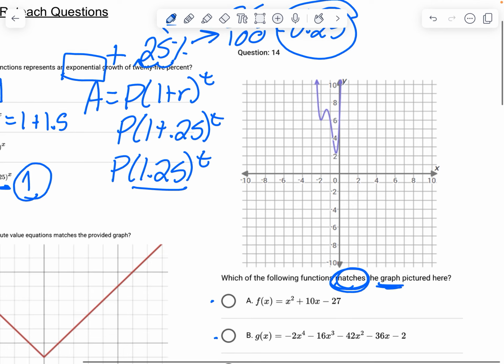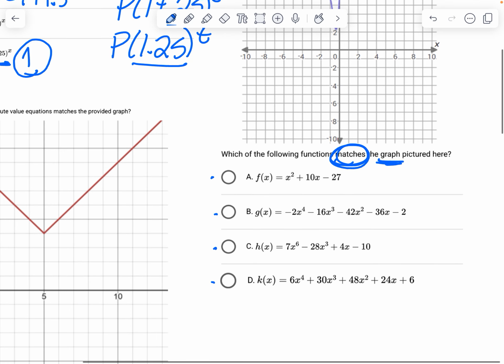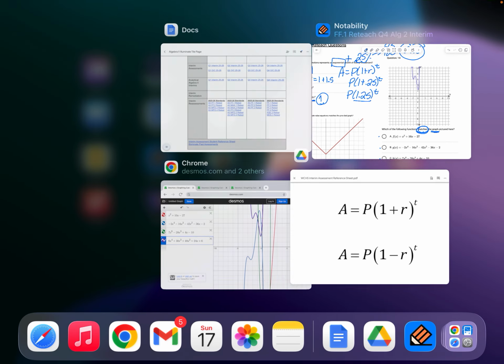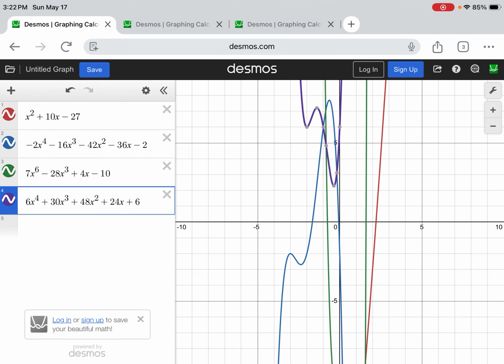I should see them on your picture if you want to draw a rough graph of what they look like on 14. But let's go to my Desmos. Looks like this. I plugged in all 4 of them already just to save some time. But the only one that has that same W shape is this one, that purple one. The purple one was the last one. It was the one that was 6x to the 4th power.